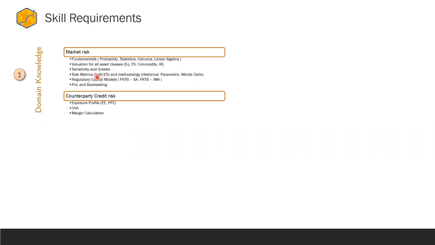And then how to calculate the various market risk metrics. Some of you who have gone through FRM and CFA probably know about value at risk and expected shortfall. Those are the key metrics used today to capture market risk. We will cover all of these in our course.